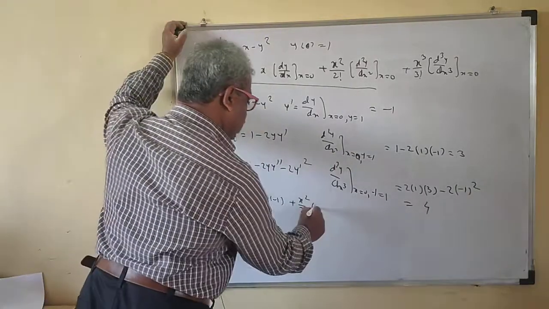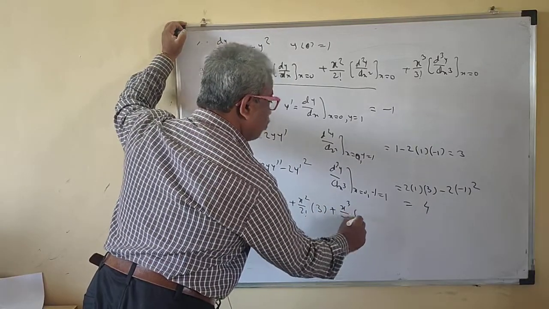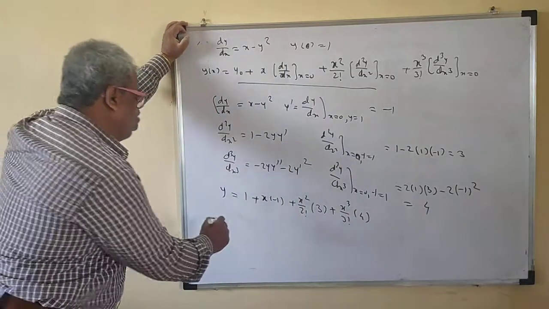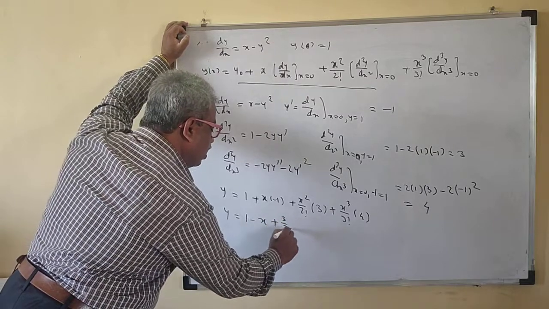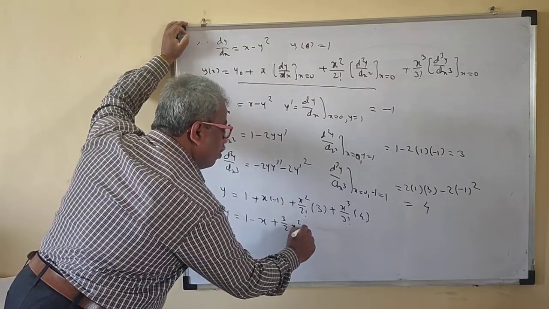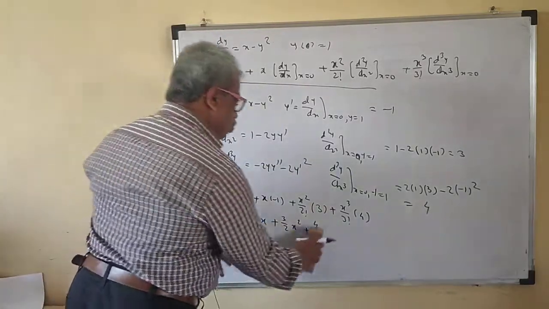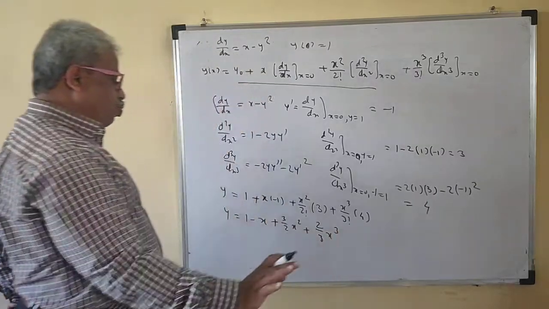The second derivative is 3 now. 3, plus x cube upon 3 factorial. So the third derivative is 4 now. And so on. So y is equal to 1 minus x plus 3 by 2 x square plus 4 by 6, which means 2 by 3, x cube. This is up to 4 terms.